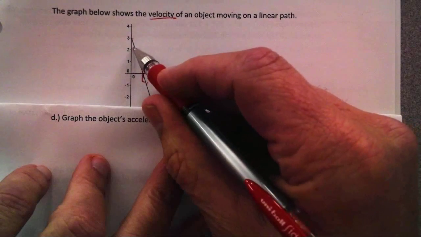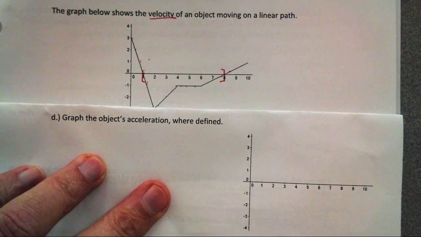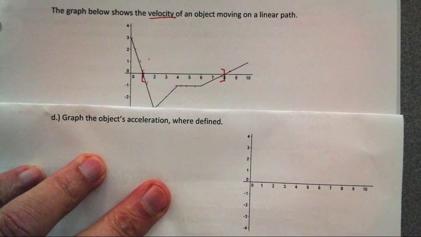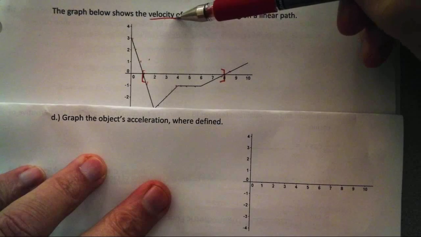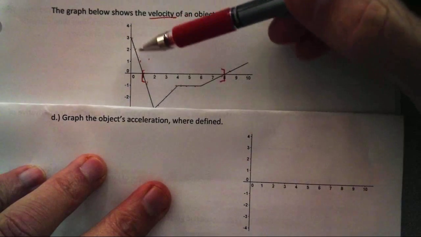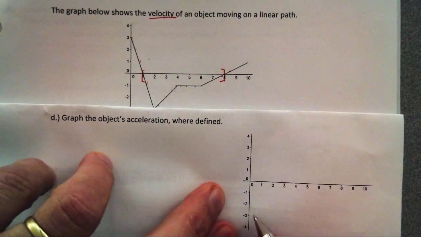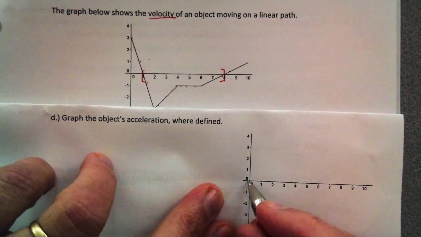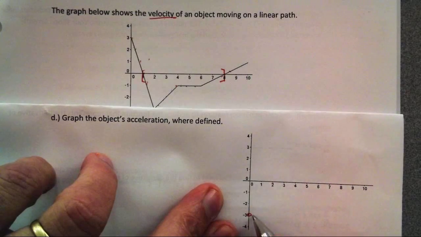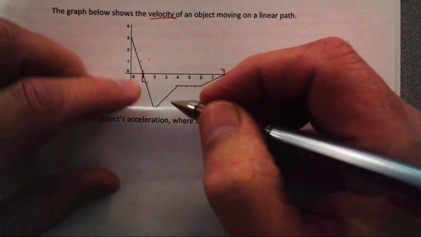Acceleration is the derivative of velocity. Well, the derivative of velocity is the slope of velocity. And what is the slope of velocity from 3 all the way down to 2? It appears that it's down 3 over 1, down 3 over 1. It looks like it's just -3 from 0 to 2. From 0 to 2, we have a velocity of -3.